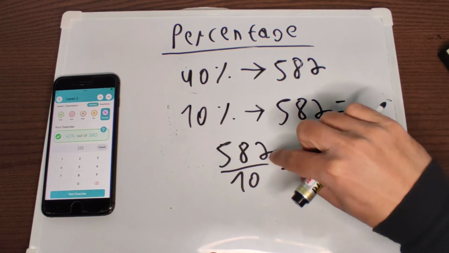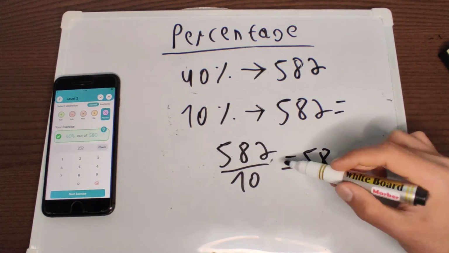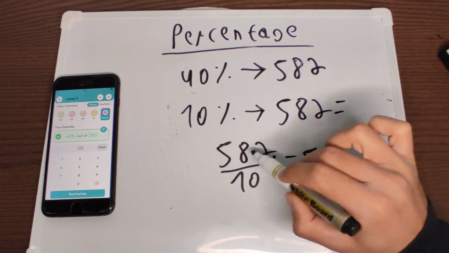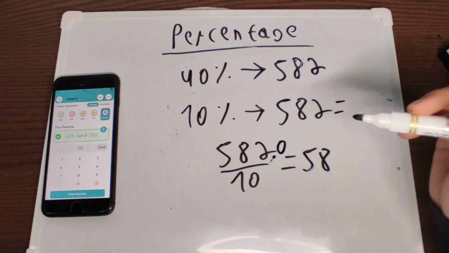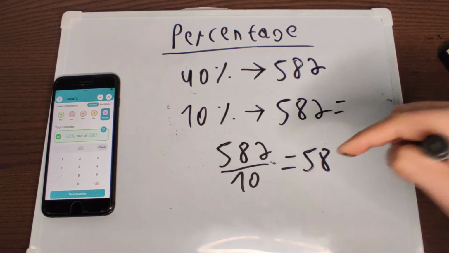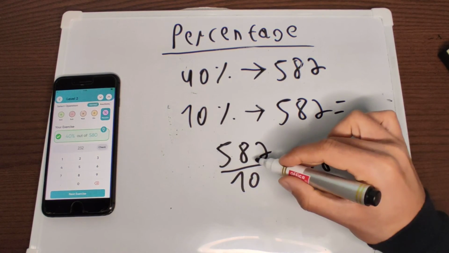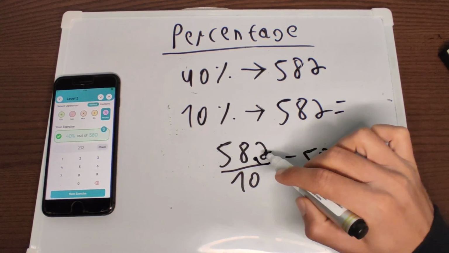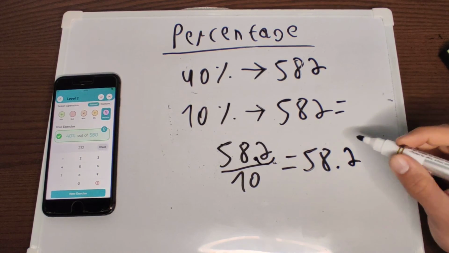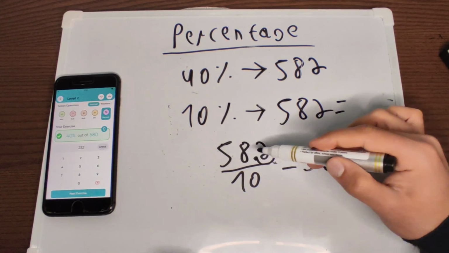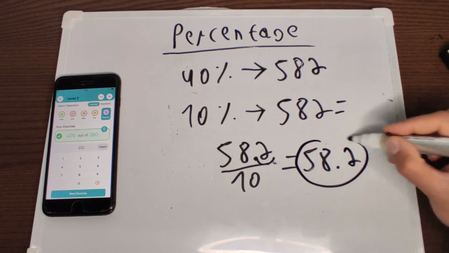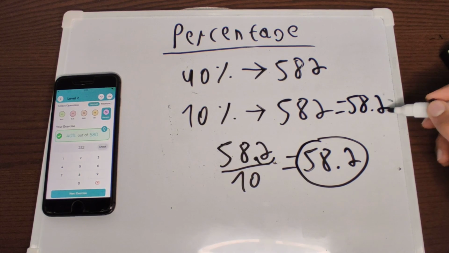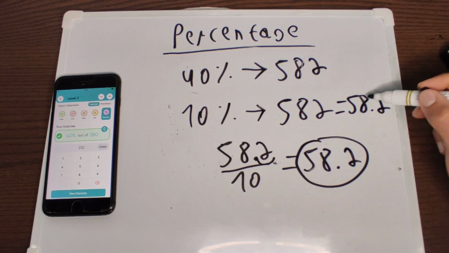The decimal point right now is invisible. We can't see the decimal point, but it's actually here. It's actually 582.0, but it's invisible for now, and we need to move it one place left. So the result will be 58.2. This is how we can divide any number by 10. So we got the result of the 10%, which is 58.2, and then we just need to multiply it by 4.